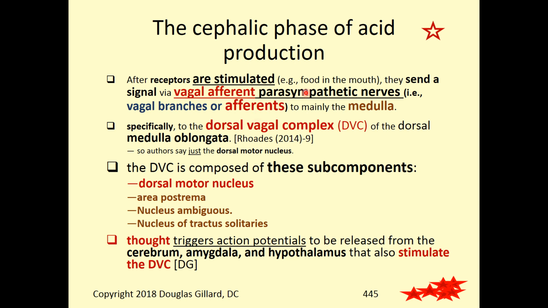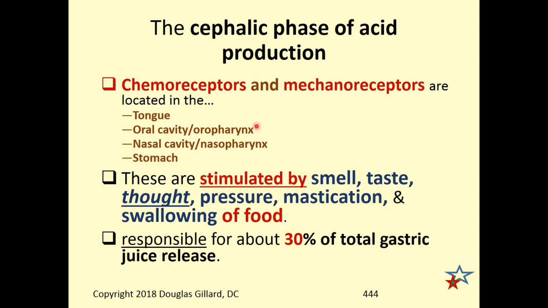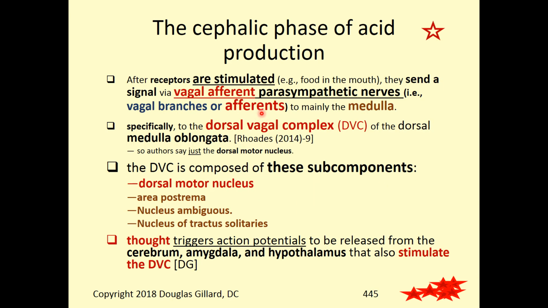So these receptors we just talked about, the mechanoreceptors, are stimulated by eating and thinking about food. Well, thinking is a different thing, but chewing, mechanical receptors, they're stimulated, and those action potentials travel to the brain, specifically down the vagus nerve, more specifically down vagal afferents, which are parasympathetic nerves. So they go mainly to the medulla, into a nucleus called the dorsal vagal complex.